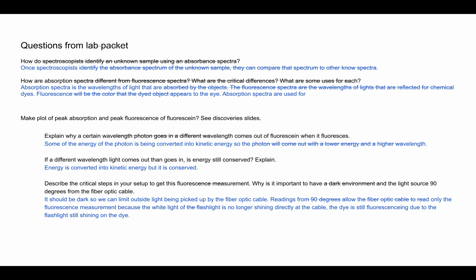Questions from our lab packet. How do spectroscopes identify an unknown sample using an absorbance spectra? Once spectroscopes identify the absorbance spectra of the unknown sample, they can compare that spectrum to other known spectra.